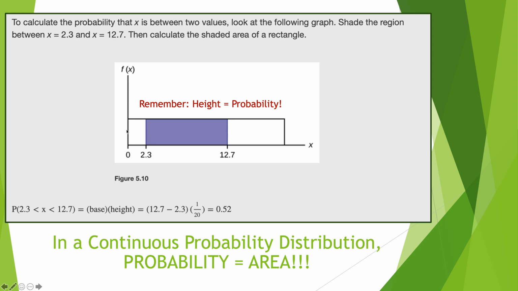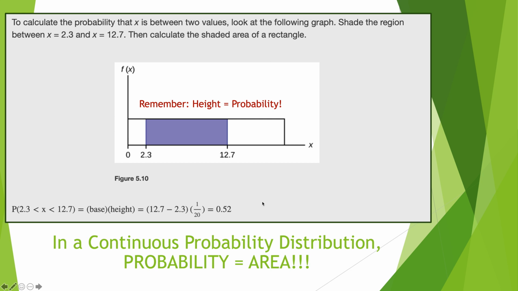That's not going to change, but I just have to figure out what the length of this rectangle is. That's just going to be 12.7 minus 2.3. So I do 12.7 minus 2.3 on my calculator. I can put it in parentheses or I can hit enter, it doesn't make a difference. And then I do times 1/20th. The quickest, easiest way to put that in on a graphing calculator is alpha y equals, and I get 0.52.